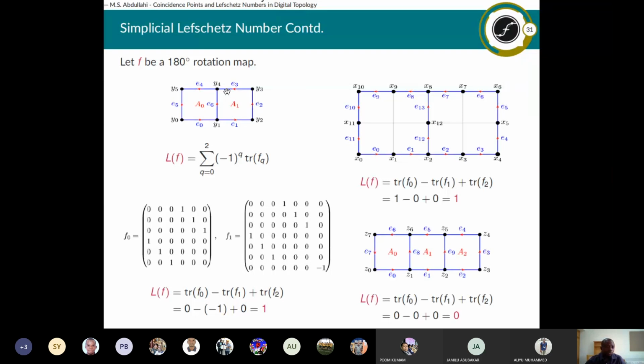For example here, when we calculate the Lefschetz number of this function, we end up having this equal to 1. And by that theorem, we know that we are going to have either a fixed point or an approximate fixed point. And I think I forgot to mention what an approximate fixed point is. An approximate fixed point is just a point that is either adjacent or equal to the image of that point.